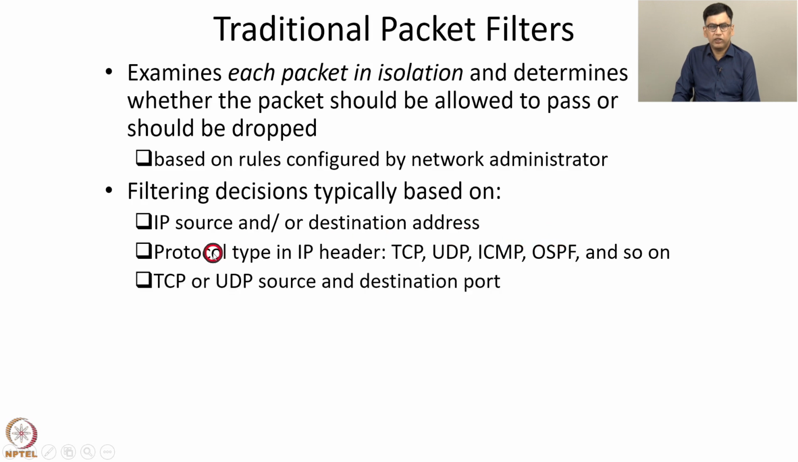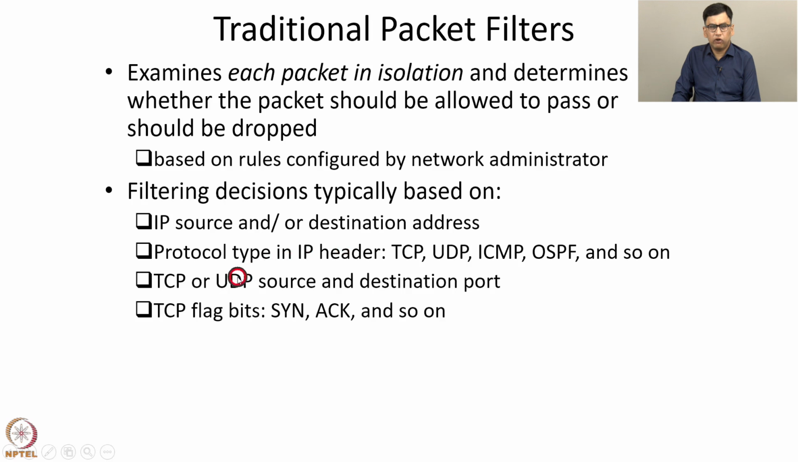Then filtering decisions can also be based on the TCP or UDP source and destination port numbers. Recall that these are in the transport layer header of the packet. So filtering decisions can also be based on the port numbers. The port numbers indicate what kind of application process has generated that packet. So that is useful for deciding whether to filter the packet.